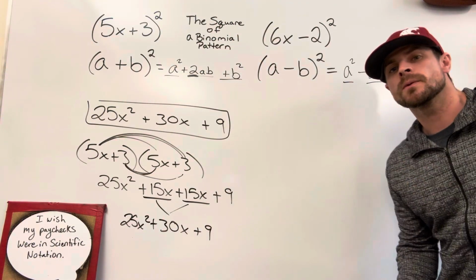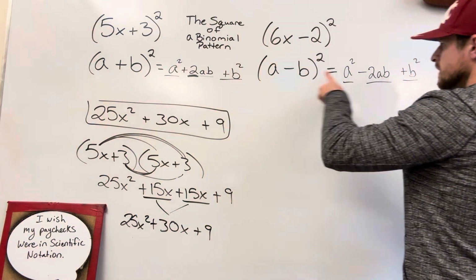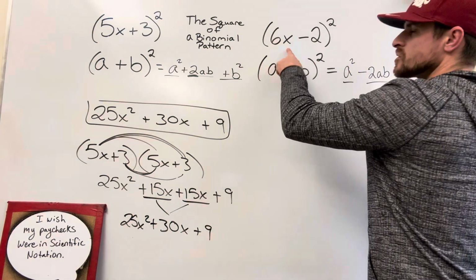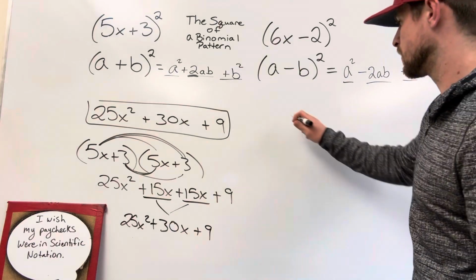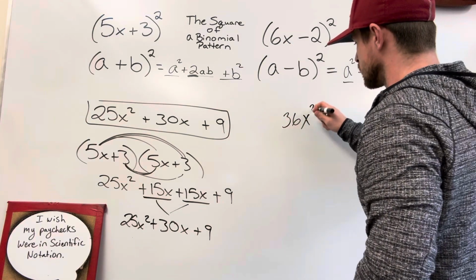So now let's look at what we're subtracting. Let's follow the rule. Let's just take whatever's right there and square it. 6x squared. Well, what's 6 times 6? 36. What's x times x? That's going to give you the x squared.